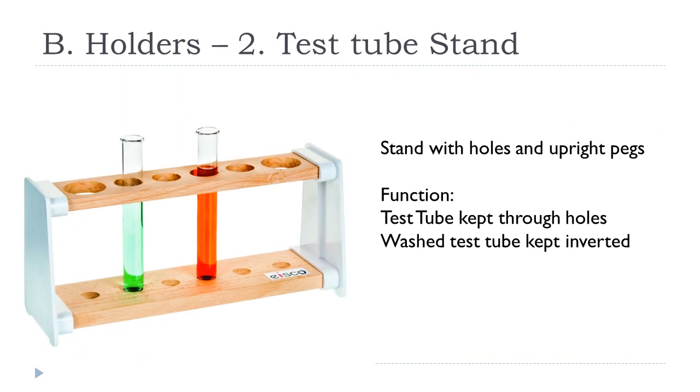And next apparatus, test tube stand. It is a wooden or plastic stand with holes and upright pegs. And what is the function? The test tubes are kept straight through the holes, which are of different sizes to hold each test tube. And one more function is there. Washed test tubes can be inverted on the pegs.